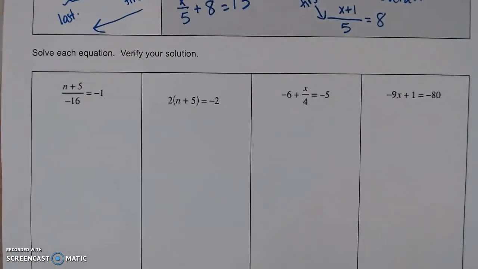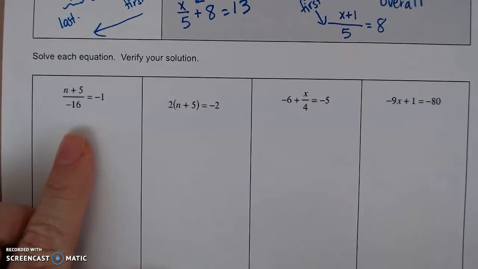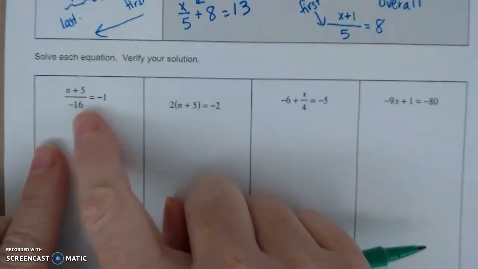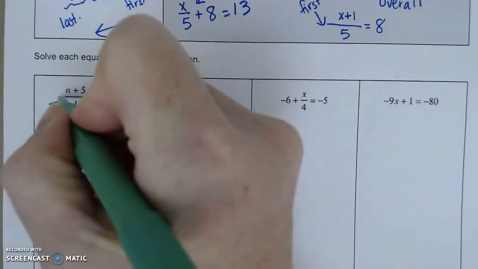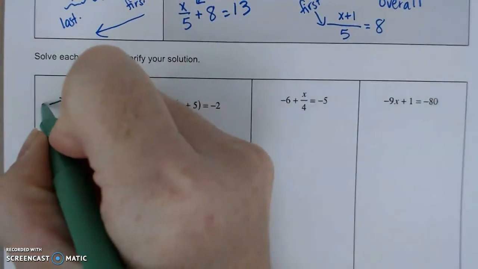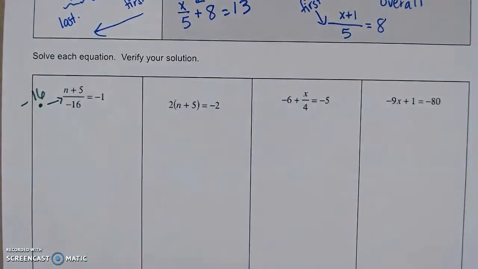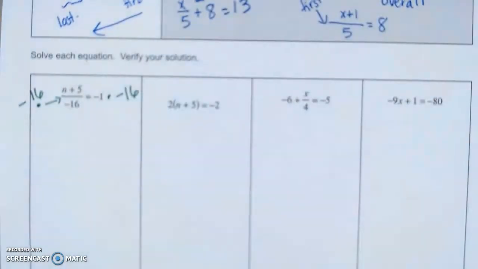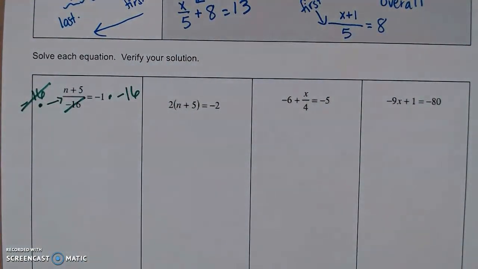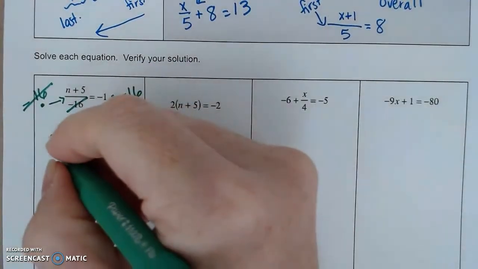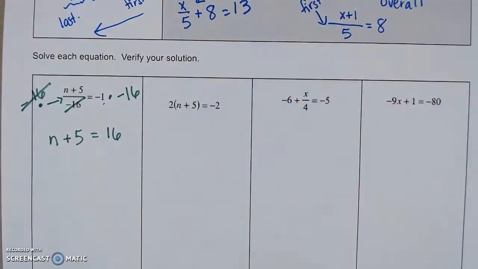So I've got 4 examples for us to try, and this should help you get started. Let's look at the first example. This looks like what we just talked about. The whole left side is being divided by -16. To address the division, the inverse operation is to multiply, and you always want to multiply by the denominator. So we multiply by -16 on both sides because that balances the equation. A -16 divided by a -16 is 1, and that would cancel. We would be left with n plus 5, and -1 times -16 is +16.